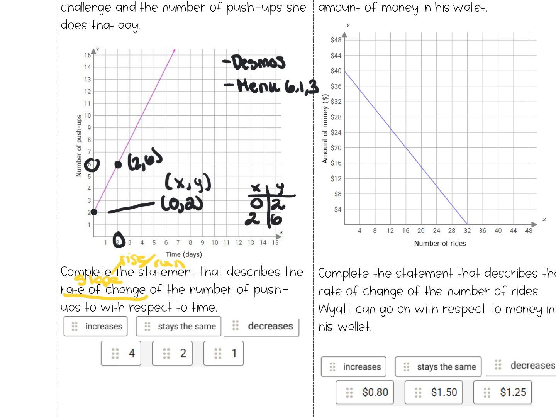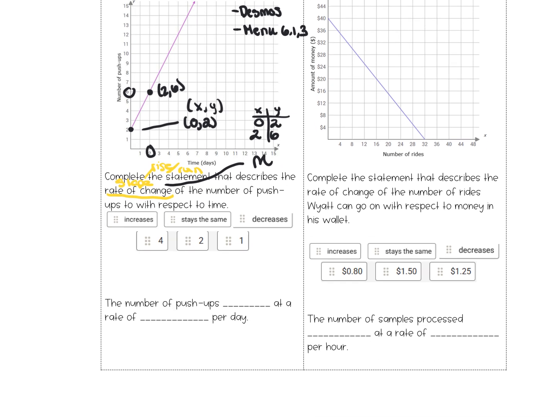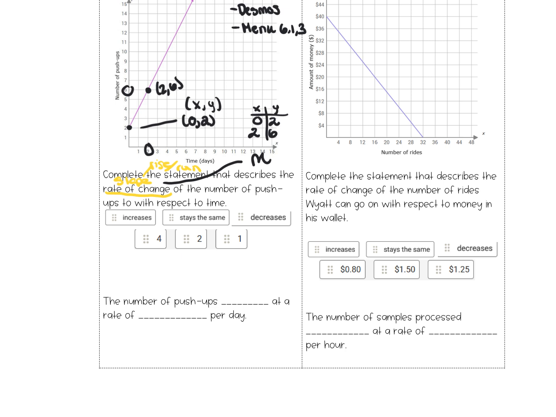So either go to Desmos and add a table or do menu 613, and you're going to look for the m value because m is slope, which means rate of change. And if you look, this line is moving up, it's positive. So we should definitely not get part of this question wrong. You have to get it right because it says the number of push-ups should increase, because this line is going up like this. And when you do the slope, the m value should come out to be a 2.